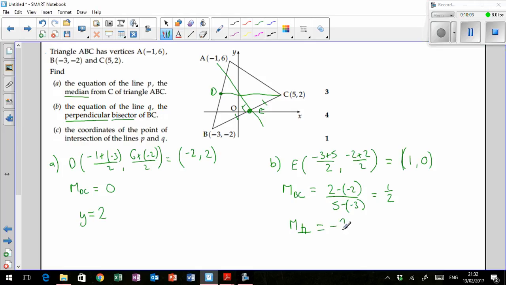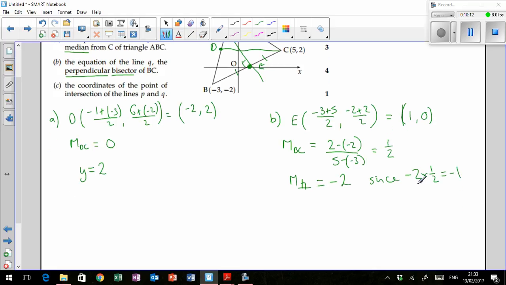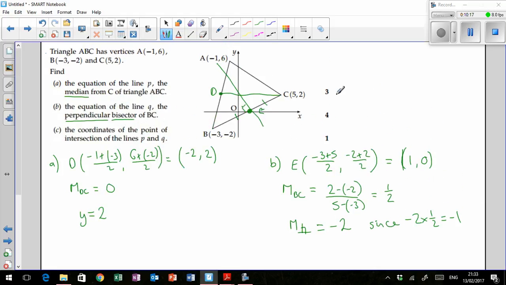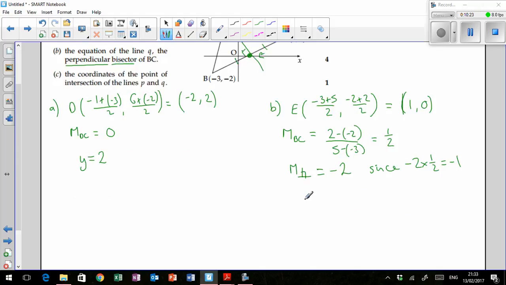So the gradient of the perpendicular is negative 2, since negative 2 times a half is negative 1. Okay, and then we've got our gradient is negative 2. We've got our point is 1, 0. Just be careful you can't use B or C because it's not on the line, the perpendicular bisector. So it's y take away 0 is equal to negative 2 times (x subtract 1). Which just simplifies to negative 2x plus 2.